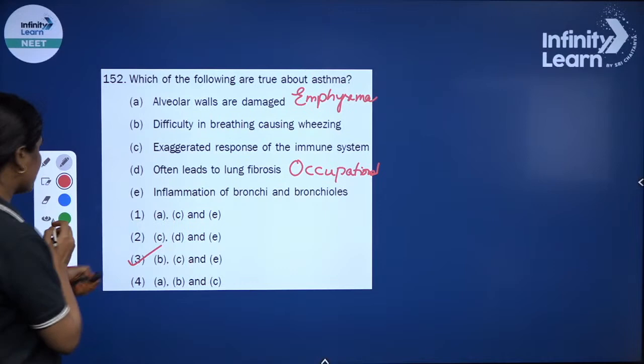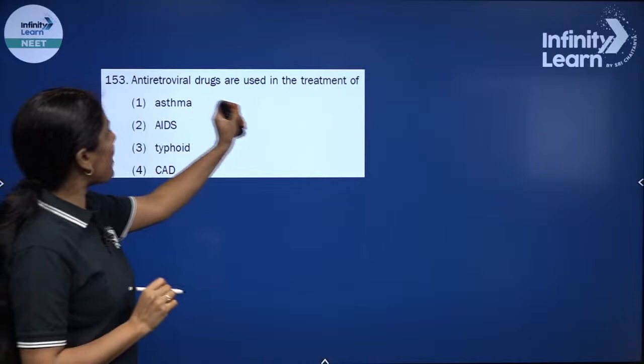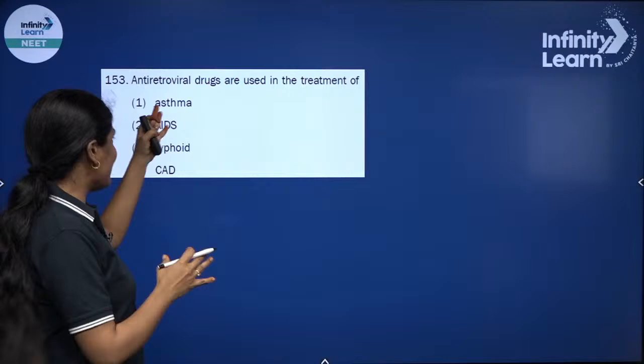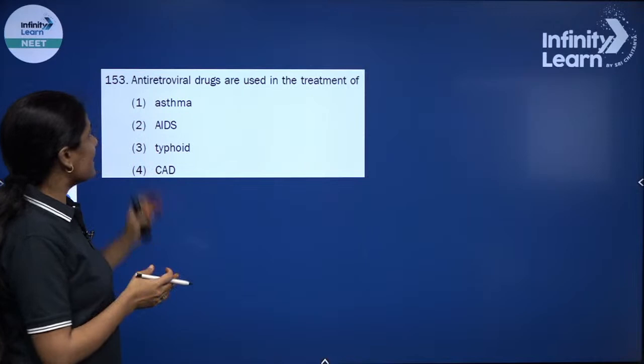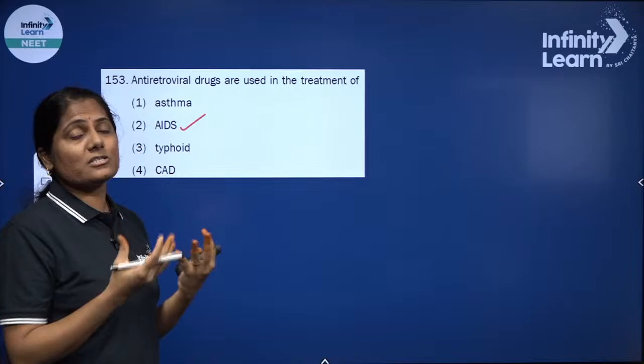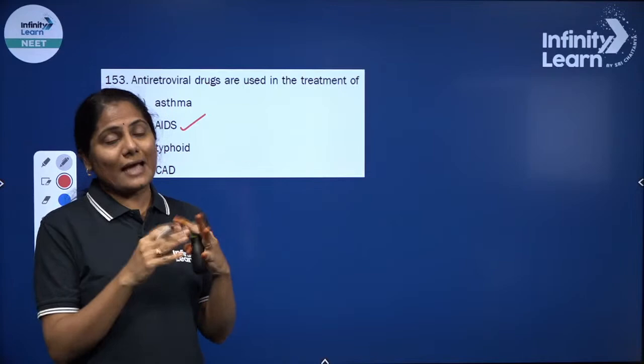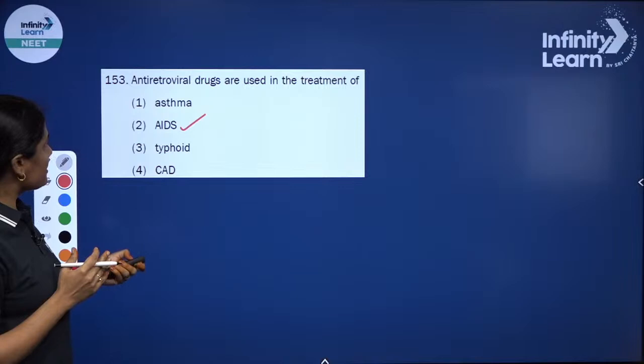Right? And let me erase again. Antiretroviral drugs are used in the treatment. Quite easy. So which of these is actually caused by a retrovirus, HIV, which will be the AIDS? So antiretroviral drugs are used for the treatment of AIDS. Remember, it is only helping with increasing the lifespan. It's not a cure which can actually get rid of AIDS completely, right? So that is your answer.